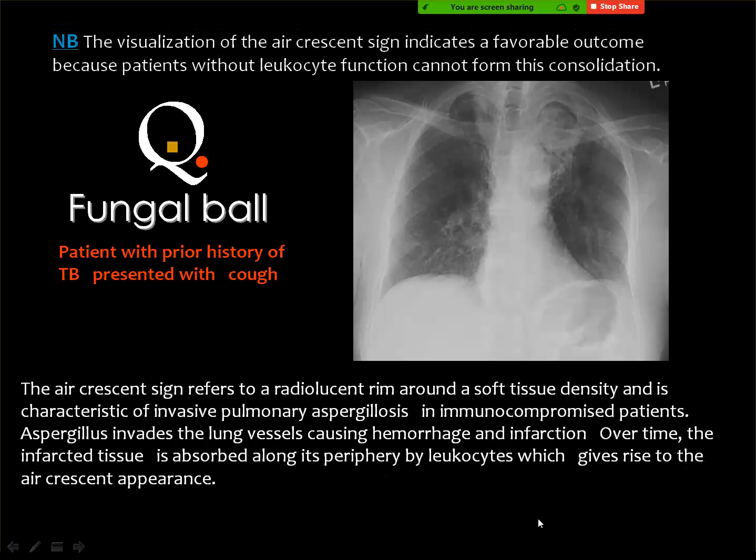Mycetoma. There is a cavity in the left upper lung, at the apex of the lung, with a mass in the cavity and the halo sign, which is diagnostic of a fungal ball or mycetoma or aspergilloma. The literature says that visualization of the air crescent sign indicates a favorable outcome, because patients without leukocyte function cannot form this consolidation, and the presence of leukocytic defense will produce such a lesion.